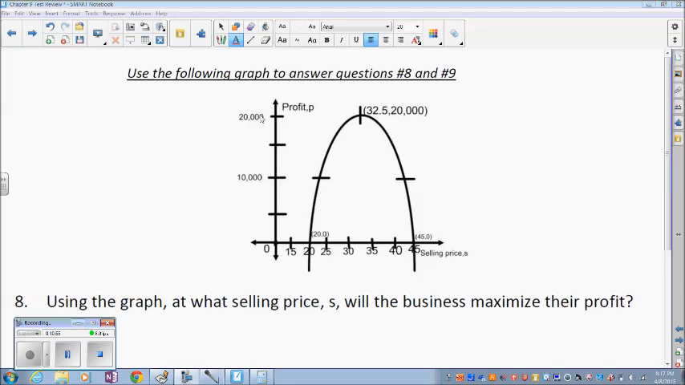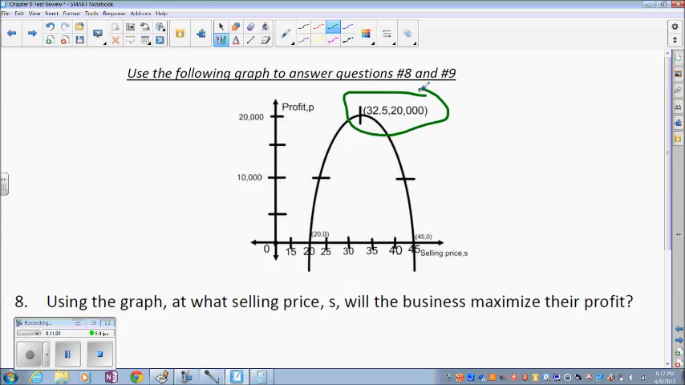For number 8 and 9, you're going to use this graph. Across the x-axis, you have your selling price, and up on the y-axis, you have your profit. So number 8 says, using the graph at what selling price S will the business maximize their profit? So when you hear maximize, you're looking for the highest point on the graph, and that's your vertex right there.